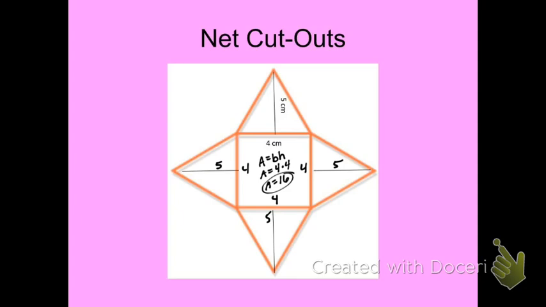Okay? Now we just have to calculate one triangle. So I'm going to go to this one. And I'm going to write area equals 1/2 base times height. Area equals 1/2 times 4 times 5. What is that? 20 divided by 2 is 10. So the area of this one is 10. This one is 10 and 10. Okay? So we have 10, 10, 10.